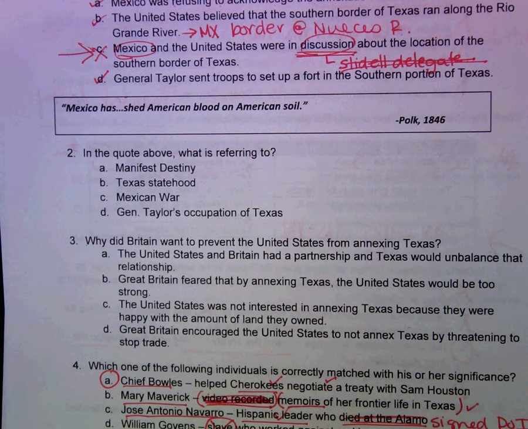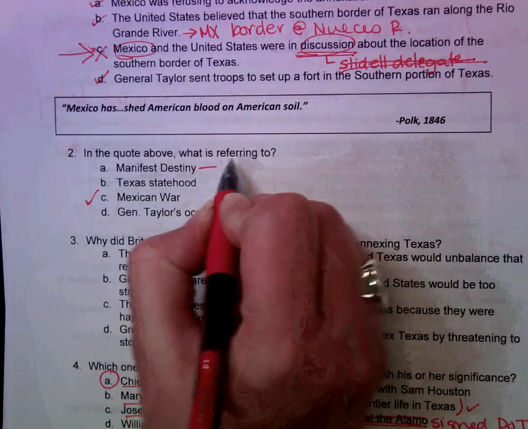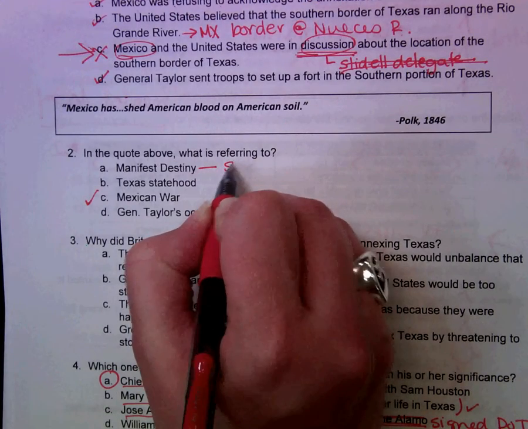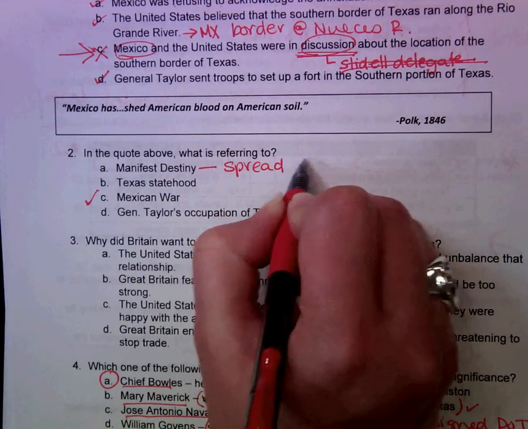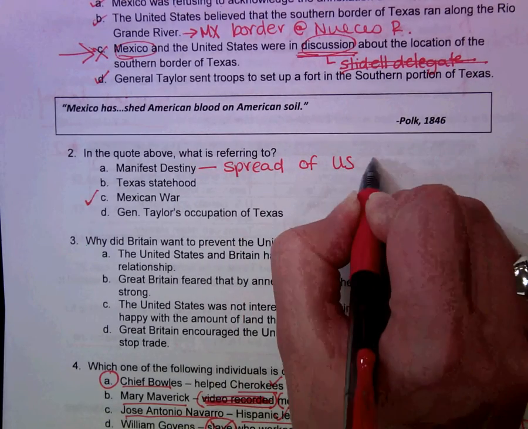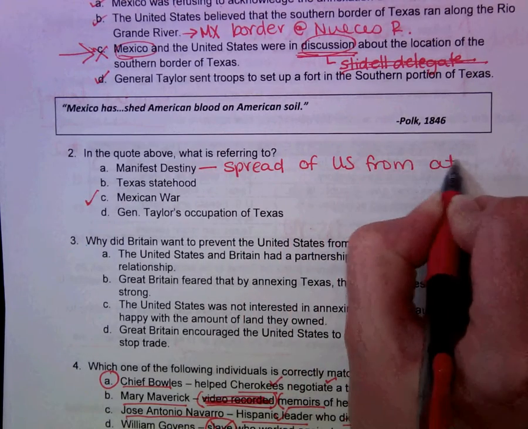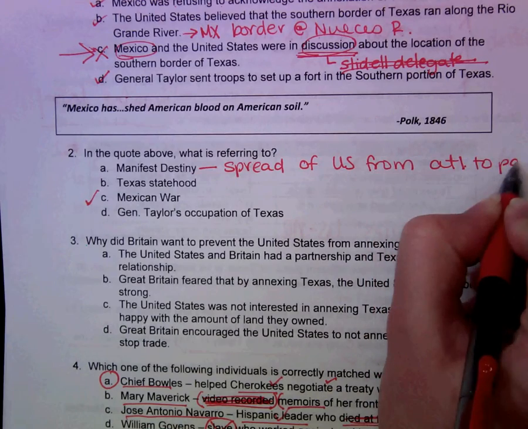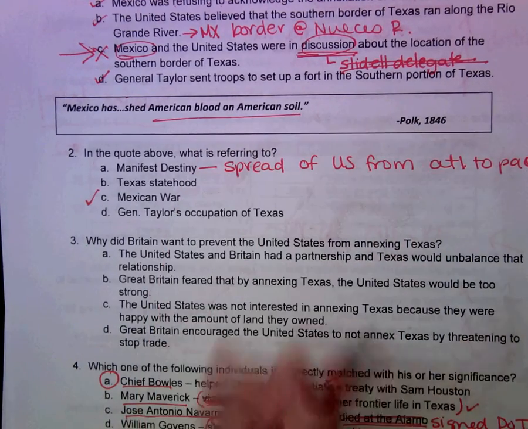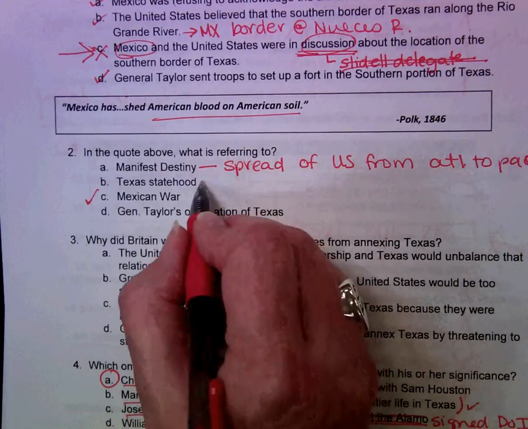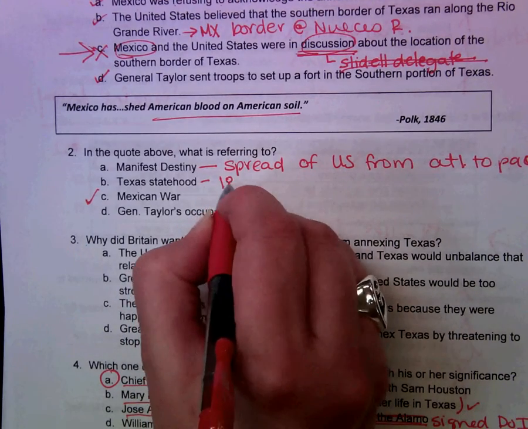Number 2. Mexico has shed American blood on American soil. President Polk in 1846. In the quote above, what is he referring to? Is he referring to Manifest Destiny? Is he referring to Texas statehood? Mexican War? Yes. Okay. Manifest Destiny is the spread of the U.S. from the Atlantic to the Pacific Ocean. Does this have anything to do with that? No. Texas statehood was in 1845.